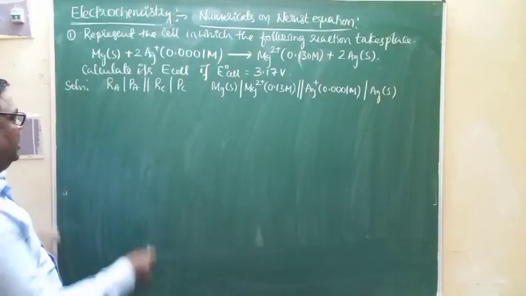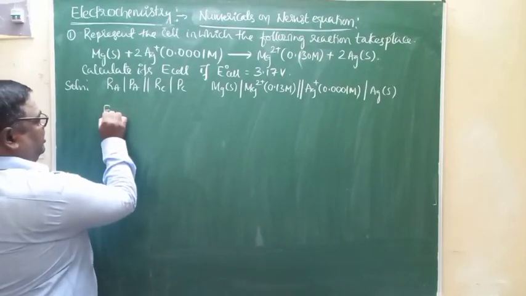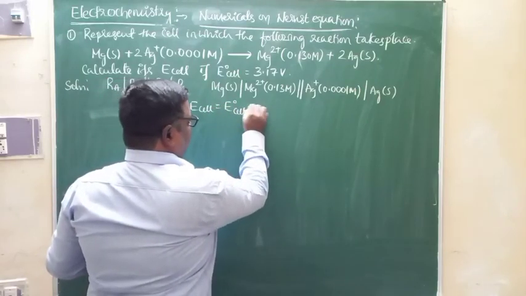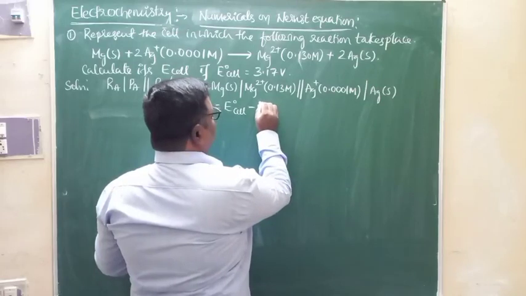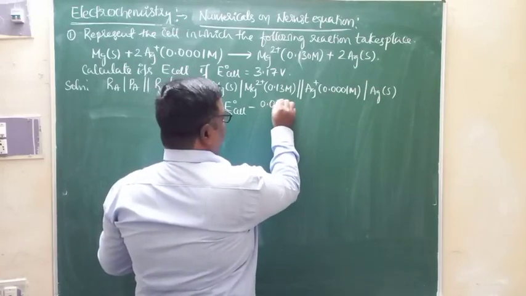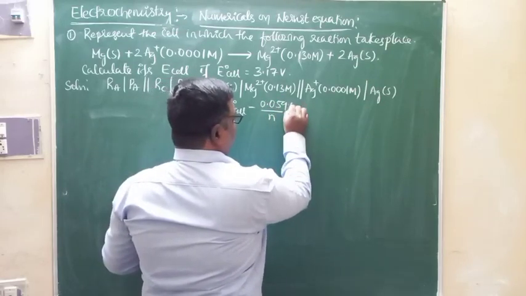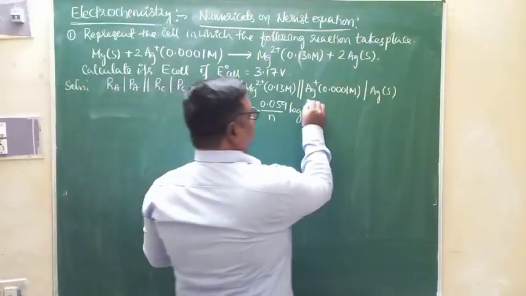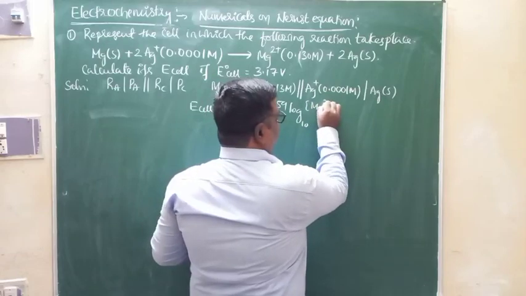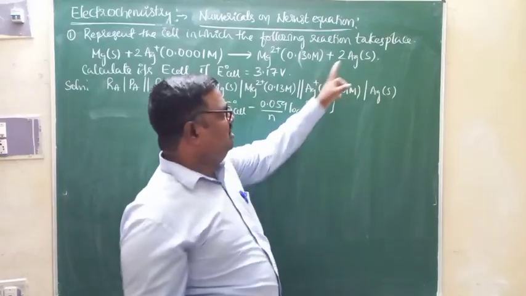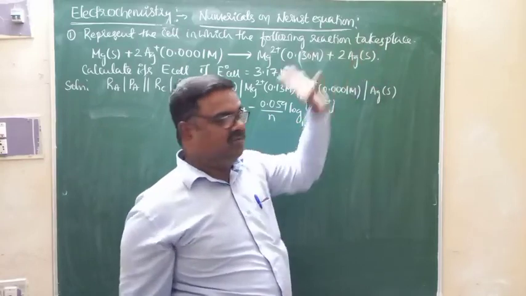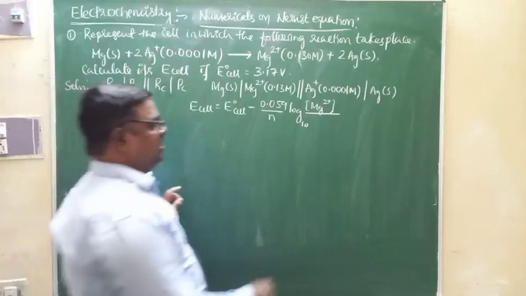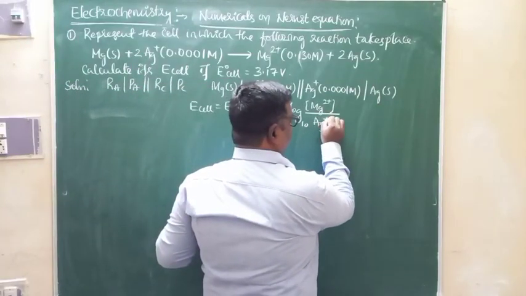Now you have to calculate the cell potential. E of cell is equal to E naught of cell minus 0.059 divided by n, since it is 298 kelvins, log to the base 10 of the molar concentration of product, that is Mg2+, divided by the molar concentration of reactant, that is the silver ion. Since silver is solid, its molar concentration is 1.